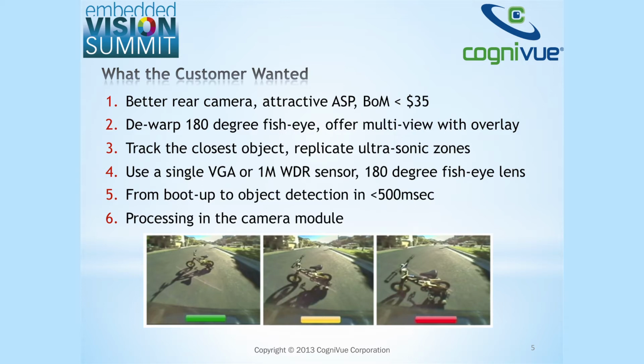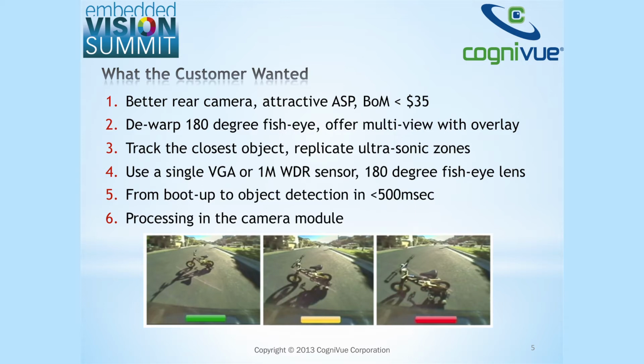They needed to de-warp, of course, the image coming from the fisheye lens, because it's a 180 degree or 190 degree lens on the backup camera, and they wanted a flat view. They also wanted multiple views. This is actually the easy part. But in any case, that was part of the development.